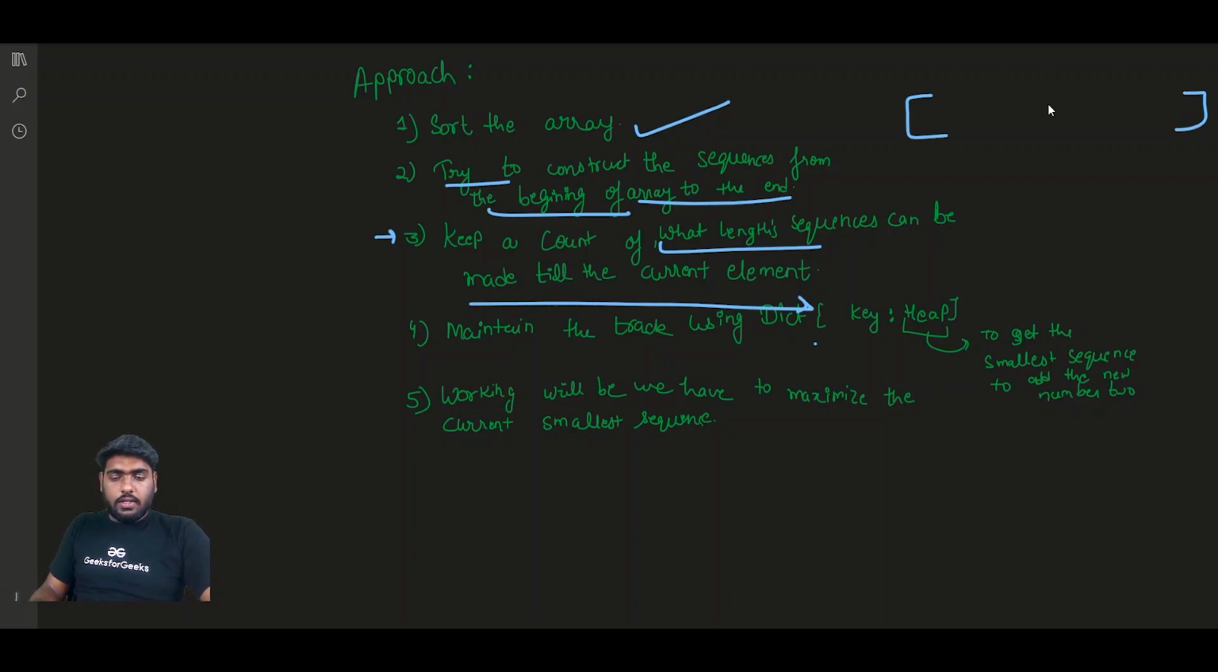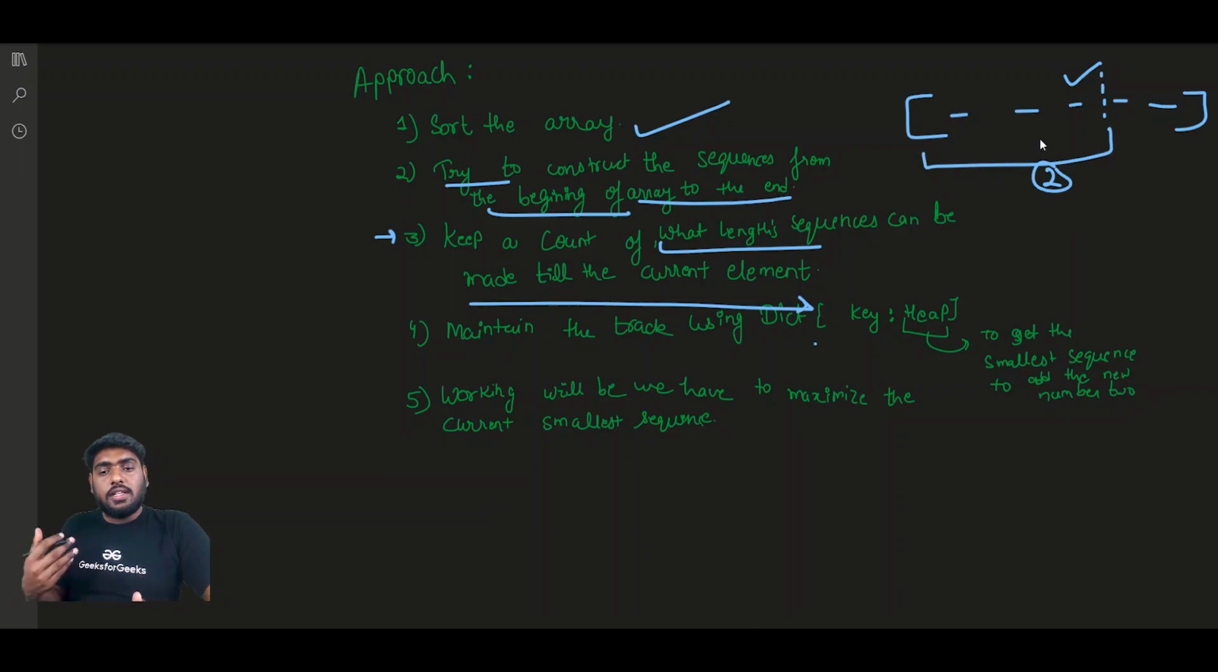If you have this long array and we are standing here at this position, we will see that till now, of what lengths sequences can be made. There could be multiple sequences. Assume there are so many numbers and we have 6 sequences, and we have to see of all those 6 sequences what length they are. We have to keep track of these.